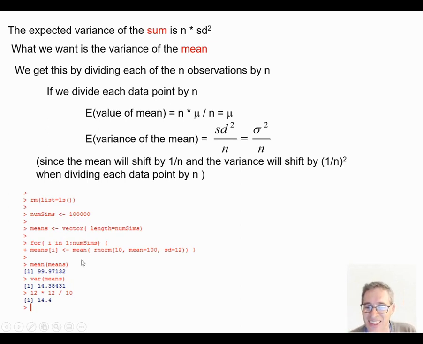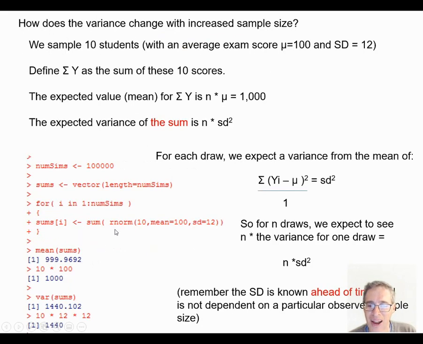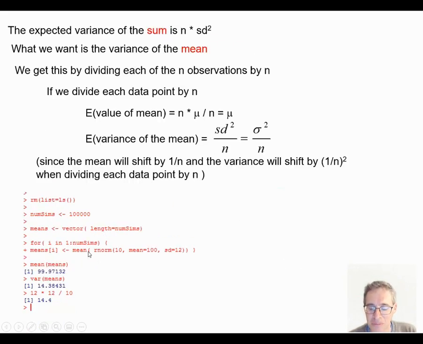Right. So here I have the mean. Before I had the sum, but now I'm interested in the mean. And so I have the mean of my 10 distributions of mean equals 100, standard deviation equals 12. Of course, the mean is just 100. I actually don't need any math to know that. The mean is going to be 100.